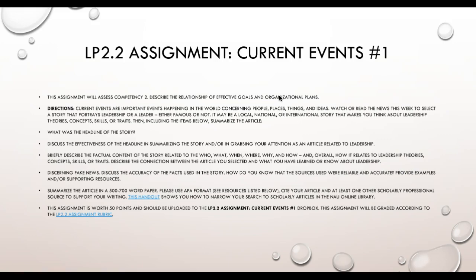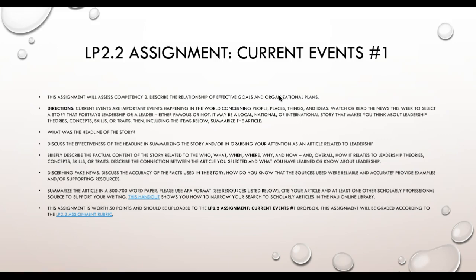You're going to discuss the effectiveness of the headline in summarizing the story and grabbing your attention as the article relates to leadership. Briefly describe the factual content of the story related to who, what, when, where, how, and why, and overall how it relates to leadership theories, concepts, skills, or traits. Discerning fake news: discuss the accuracy of the facts used in the story.